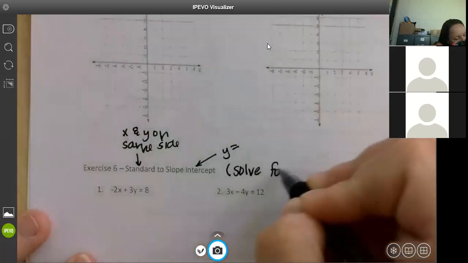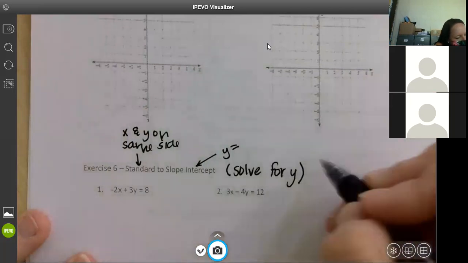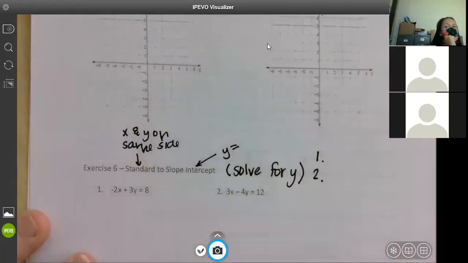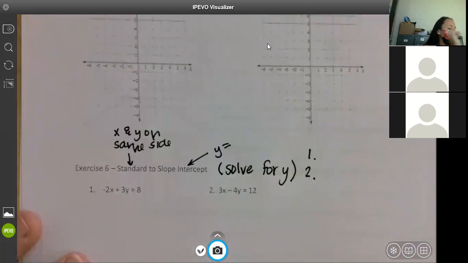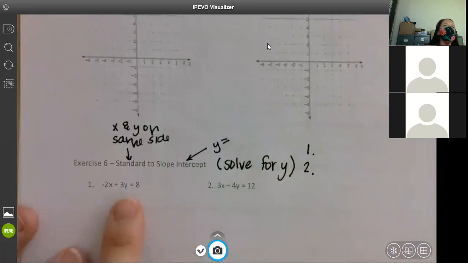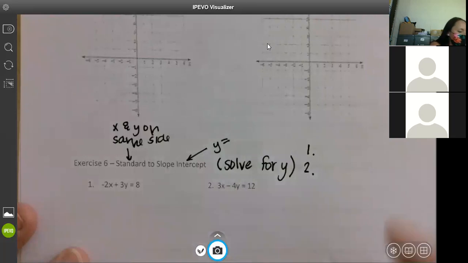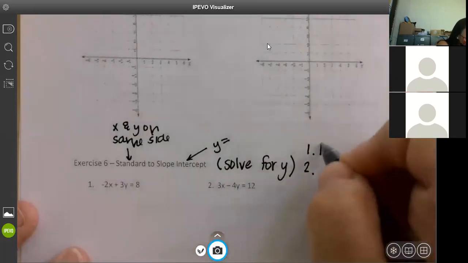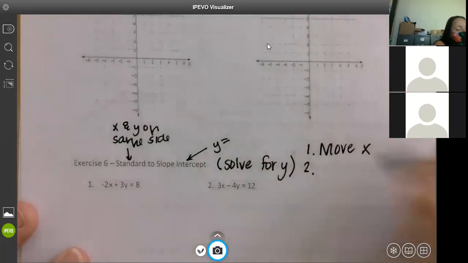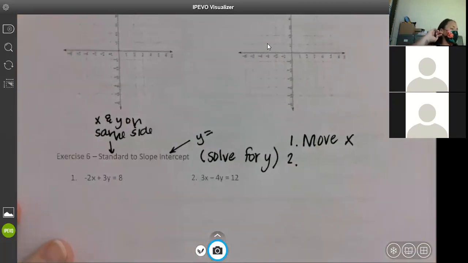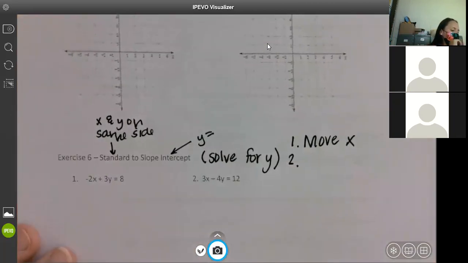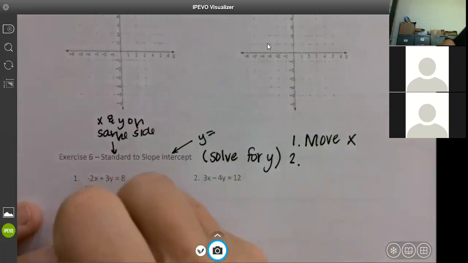is solve for Y. Do you guys remember the 2 steps to solve for Y? We've already done this. How do I get Y by itself? What do I have to do first? Subtract X. Now this one, number 1, you're not going to subtract it, but we're just going to move it. So my steps, the first one is move X. On number 1, I don't subtract it, but I do what? Add. Add it. Why do I add it? It's already negative. Yes. Add 2x to both sides.